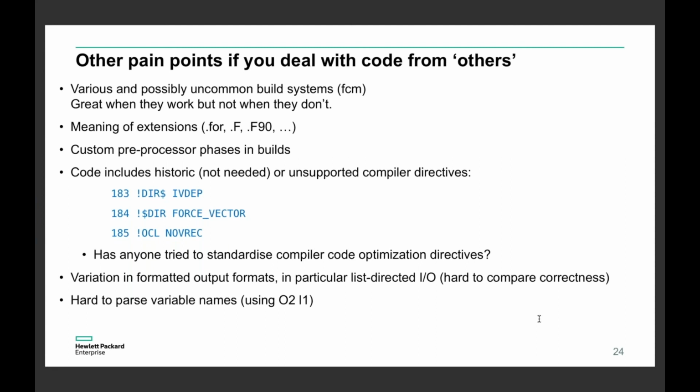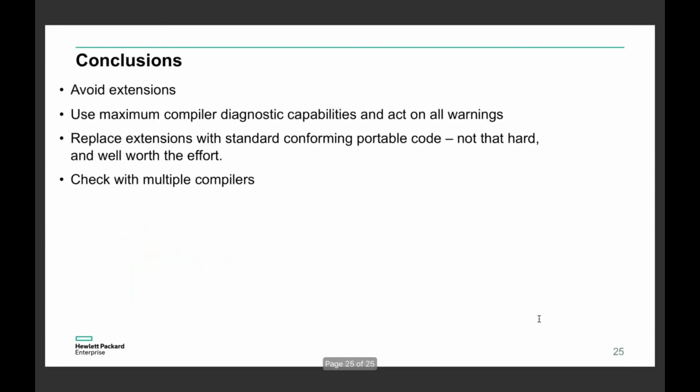And then the usual variation in formatted outputs, formats, and list-directed I/O causes trouble because it's hard to compare results. And some variable names are just best to avoid. Is this O2 or 02, or is it L1 or I1? It's very easy to make mistakes, and again it makes life harder. So very simple conclusions: people should avoid extensions if at all possible. And really there's, I think, no excuse in 2020 to still be using extensions, apart from laziness and inertia. And in many cases, as you saw, the effort in fixing extensions with standard-conforming code is minimal.